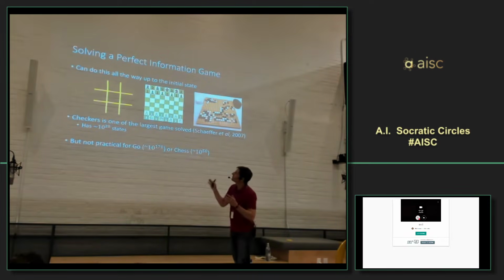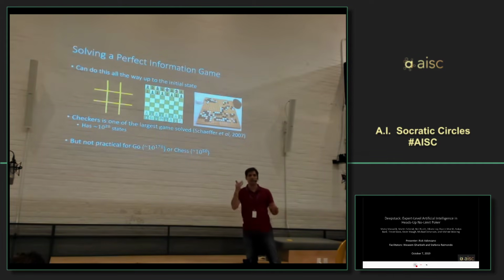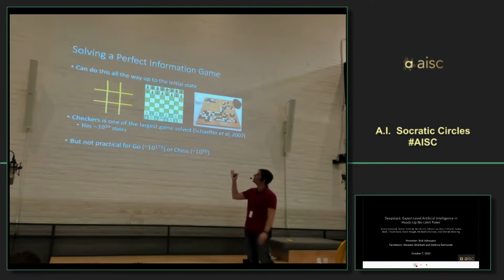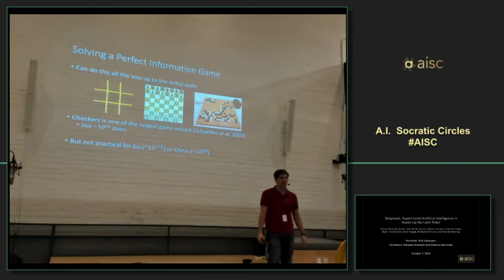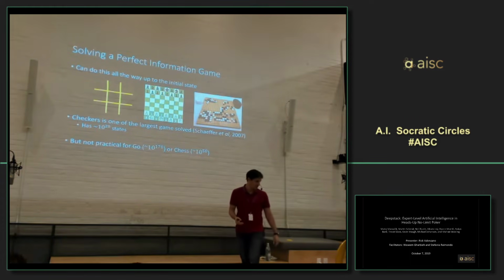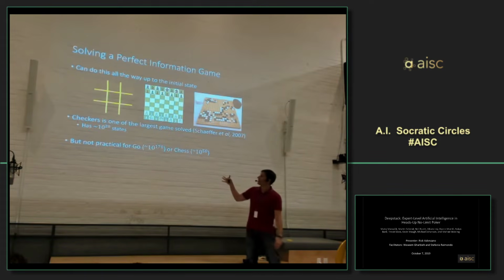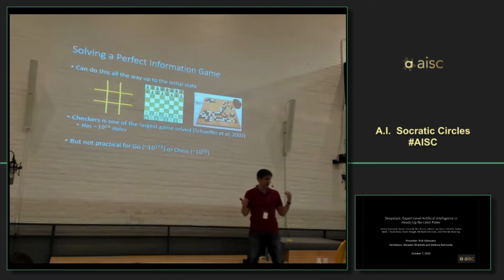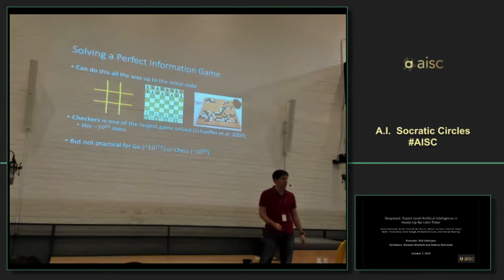At least theoretically, you could do this all the way up from the bottom of the game, these terminal states, all the way up to the top. Theoretically, you could do it for any of these perfect information games, like tic-tac-toe, chess or Go. Checkers has actually been solved this way. The whole game, which is 10 to the 20 states, was solved by Jonathan Schaeffer and colleagues. But this is not a practical solution for things like Go or chess.